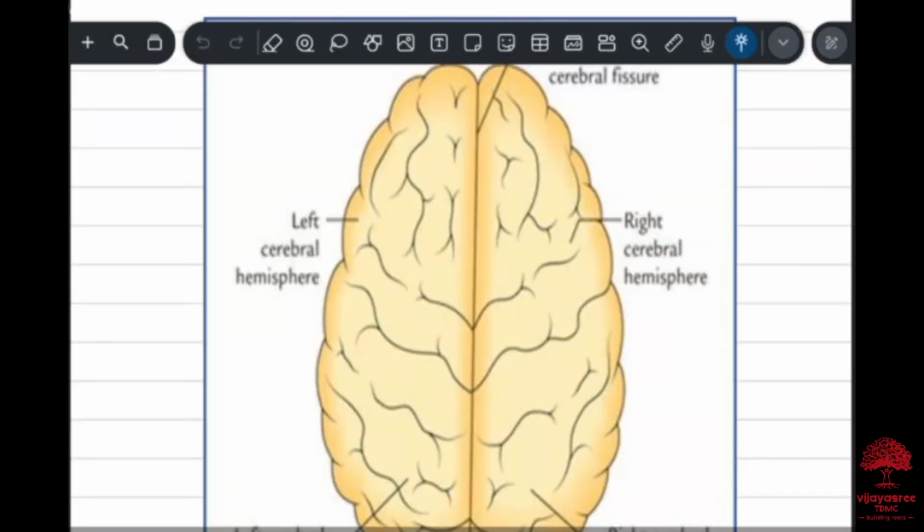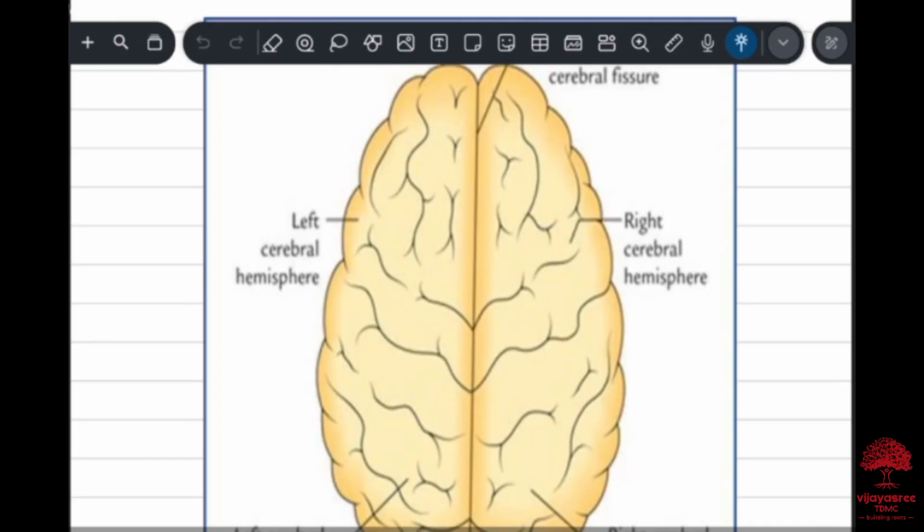Today we are going to discuss the sulci, gyri and the functional areas of the brain. As we all know, the cerebrum is the largest part of the brain. It consists of right and left cerebral hemispheres connected by the corpus callosum. The surface of the cerebrum is folded into gyri and sulci.